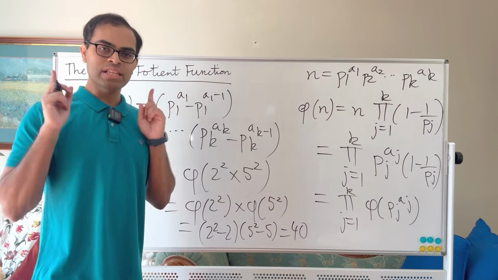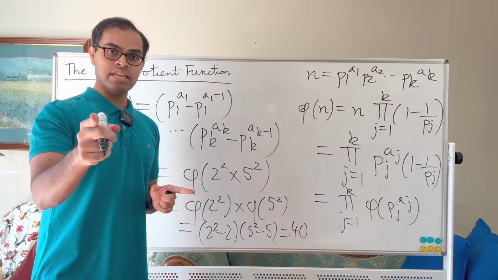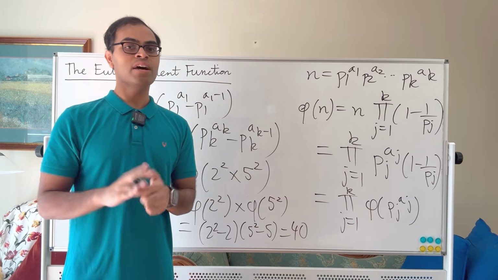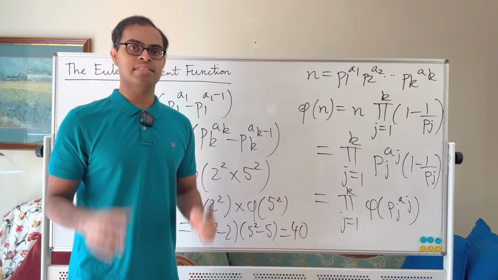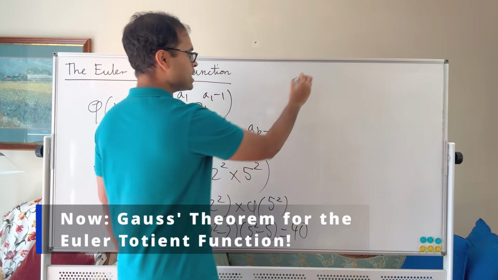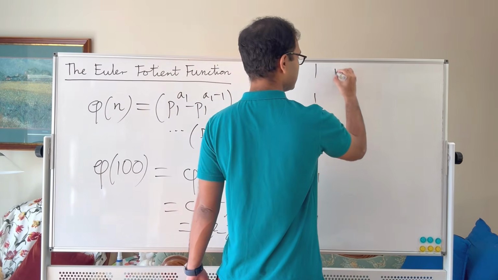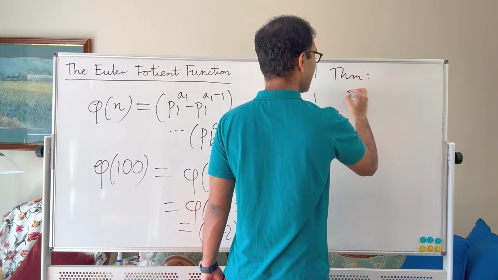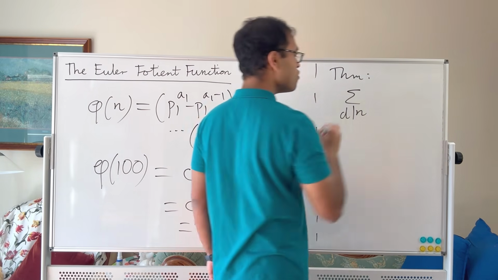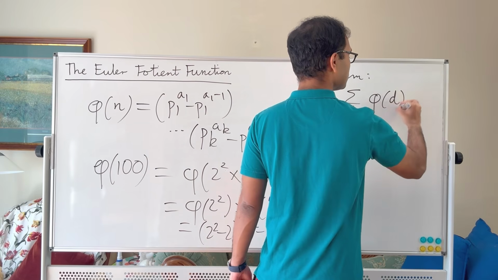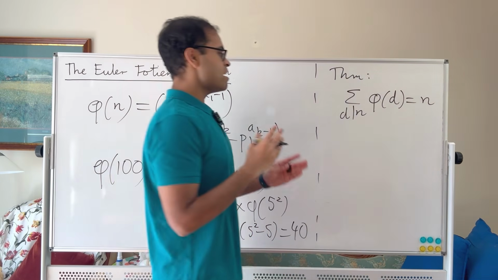Now I'm going to show you a little bit more theory before we get to Gauss's theorem. Or actually, we can just get to Gauss's theorem right now, which is going to blow your mind. So watch till the end to really digest this theorem. Gauss's theorem tells us the following: the sum over all the divisors d of n of phi of d is actually just going to equal n. This is a beautiful theorem.